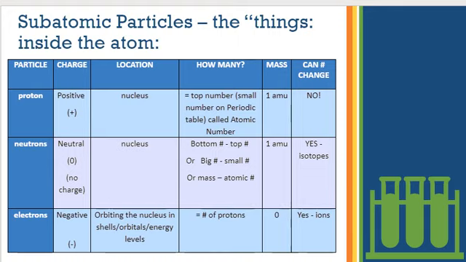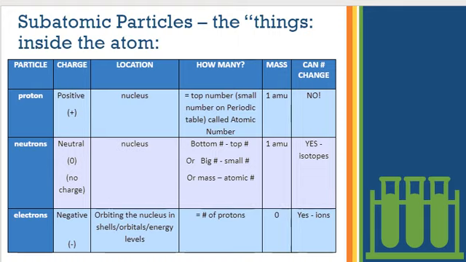They're found in the nucleus of an atom, and in order to find the number of neutrons, we need to do a little bit of math. We take the bottom number minus the top number, the big number minus the small number, or the mass minus the atomic number. Whichever one of those makes the most sense to you, or you can remember looking at the periodic table, that's fine. The mass is also 1 atomic mass unit, and the number of neutrons can change. If it changes, we call those isotopes.